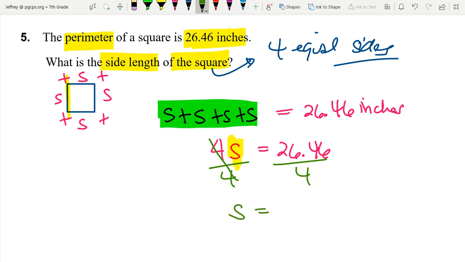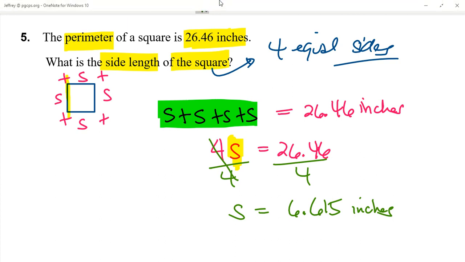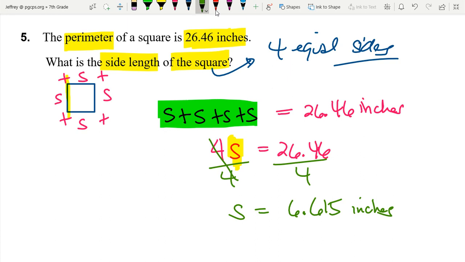26.46 divided by 4 will give you 6.615 inches. If you multiply this by 4, you'll get 26.46. Now, what's the proper way of saying this? It's 6 and 615 thousandths. Easiest way, 6.615. So hopefully that helps. Review the video if you need to understand some of the problems that were discussed. And also make sure you review how to cross simplify as well. Make it easier. Hope this helps.